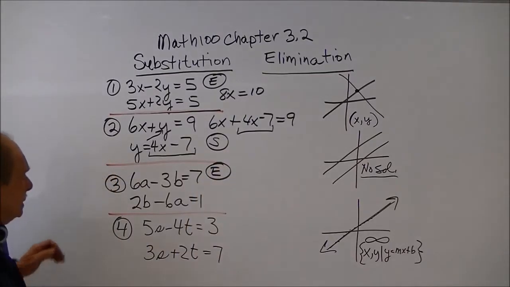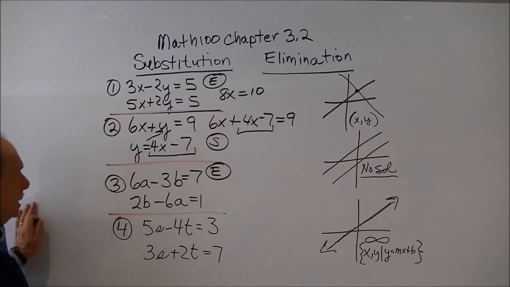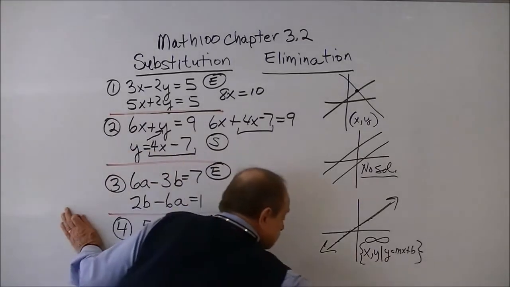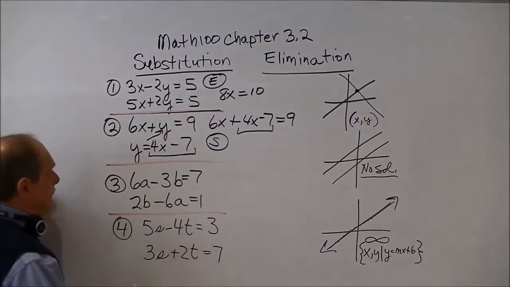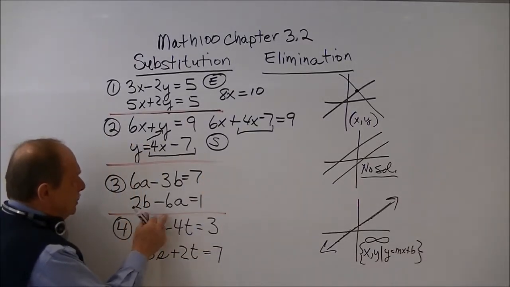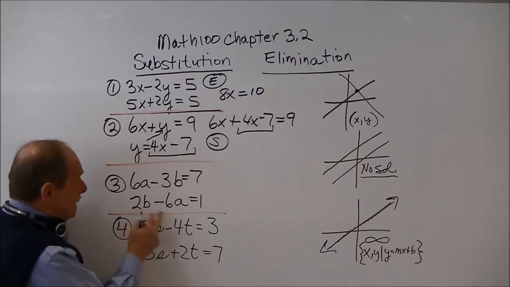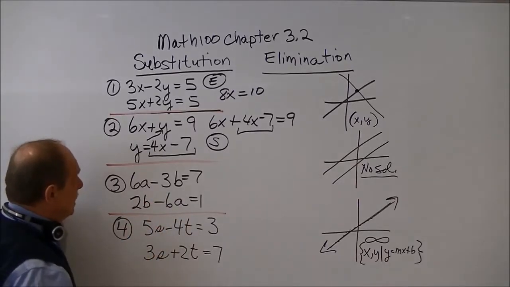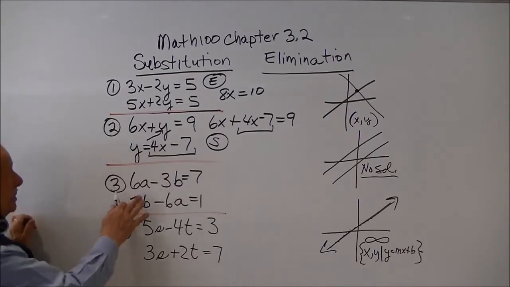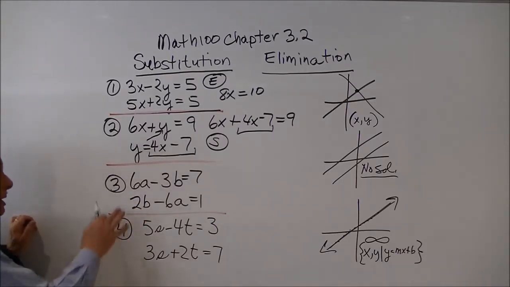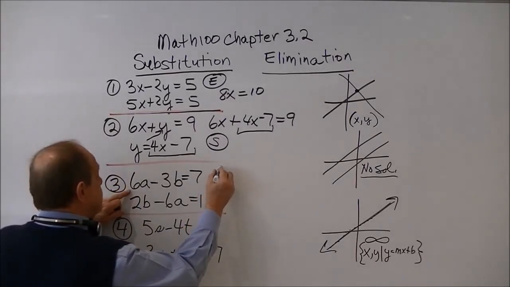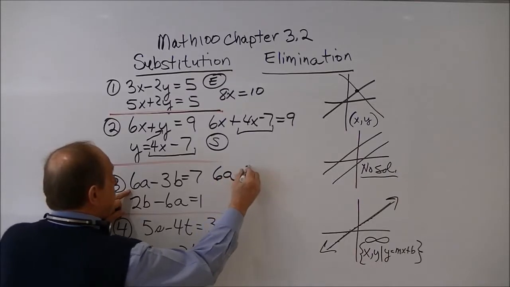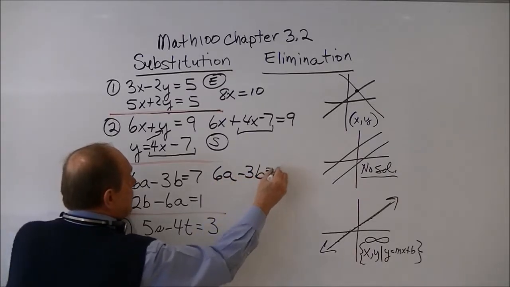Now, let's go over how we would do it. Well, we want to, let's say, get the A's to cancel out. One of the things we would do is rewrite it in standard form. It's not quite standard form. In fact, let's rewrite it here. This is 6A minus 3B equals 7.